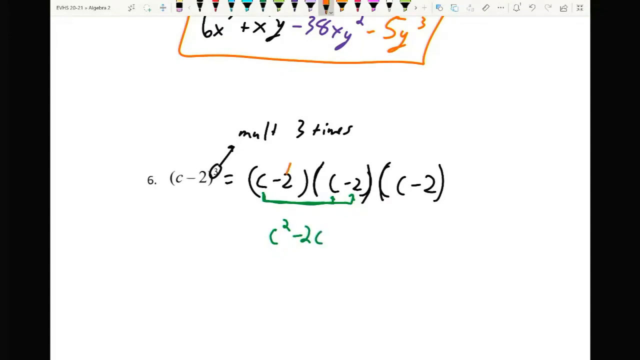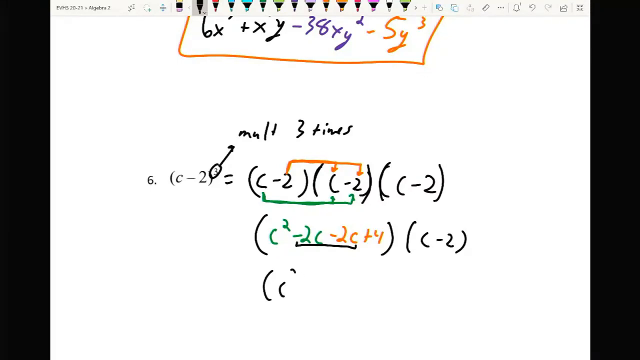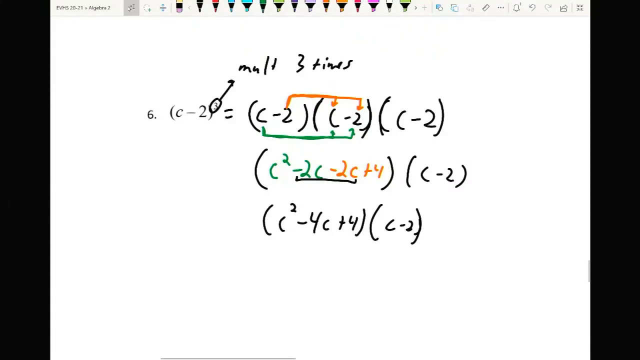Now we're going to distribute the negative 2. Negative 2 times c is negative 2c. Negative 2 times negative 2 is plus 4. Now, all of that is just that first multiplication problem. We still have this last c minus 2 over here on the side. Now, let's go ahead and combine these two, and I'm going to have c squared minus 4c plus 4 times c minus 2. All right, now we get to distribute again.